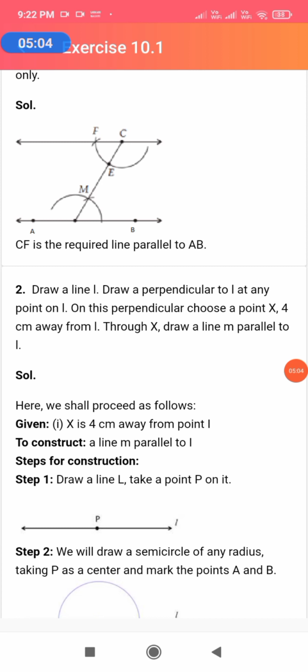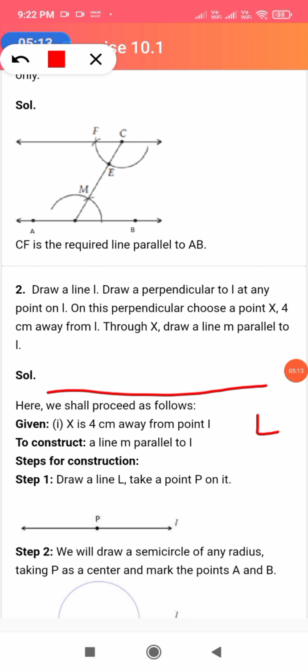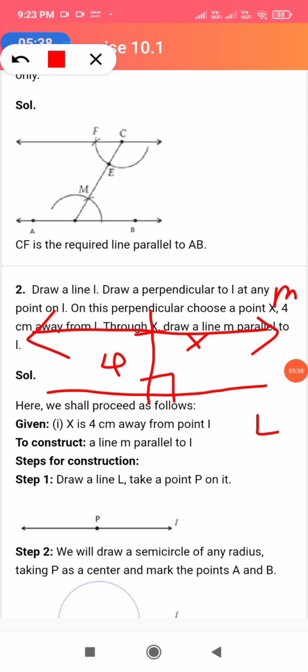Coming to the next question. Draw line L. Draw a perpendicular to L at any point. So you will draw line L. Then you will draw a perpendicular to L. Perpendicular means 90 degree. On this perpendicular line, choose a point X which is 4 centimeter from L, and through X, draw a line M parallel to L. So here there will be a line M which is parallel to L.